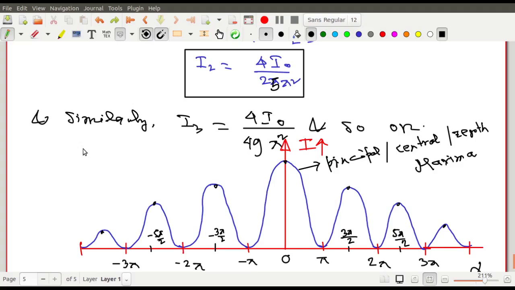The fringe width in case of diffraction is not uniform. So one difference: interference fringe width is uniform, diffraction fringe width is non-uniform. Secondly, in interference the maxima are of the same intensity, but in diffraction the maxima are of different intensity. And by definition, interference is the interaction between light waves coming from two different wavefronts, but diffraction is the superposition of the waves coming from the same wavefront.